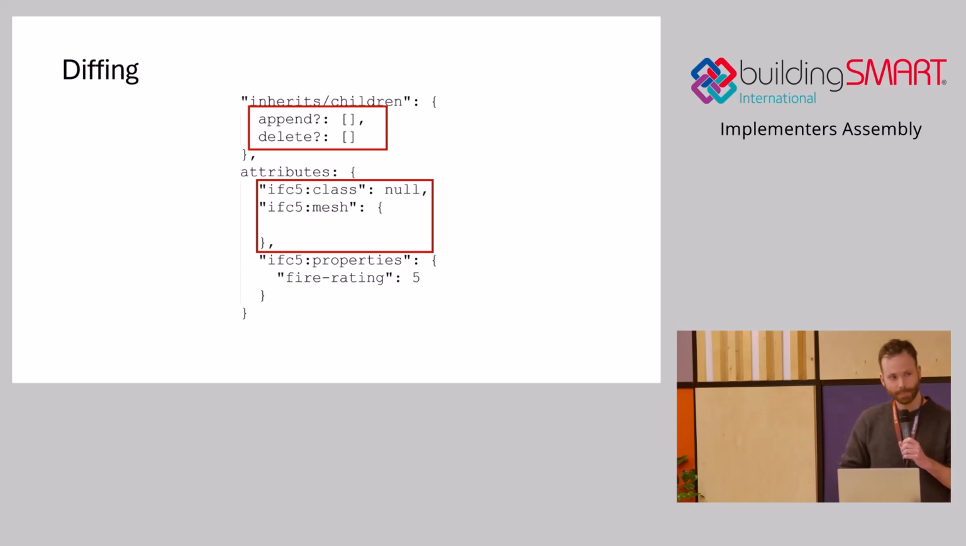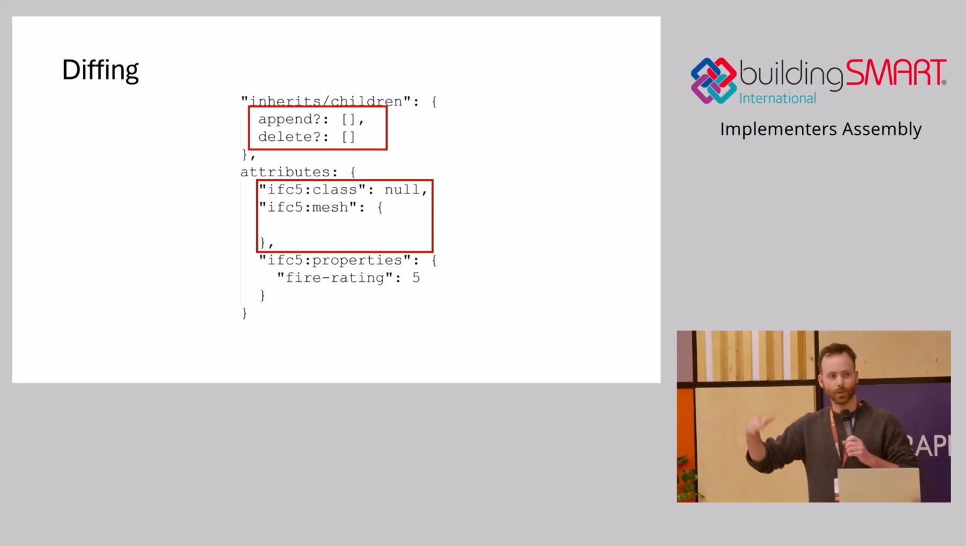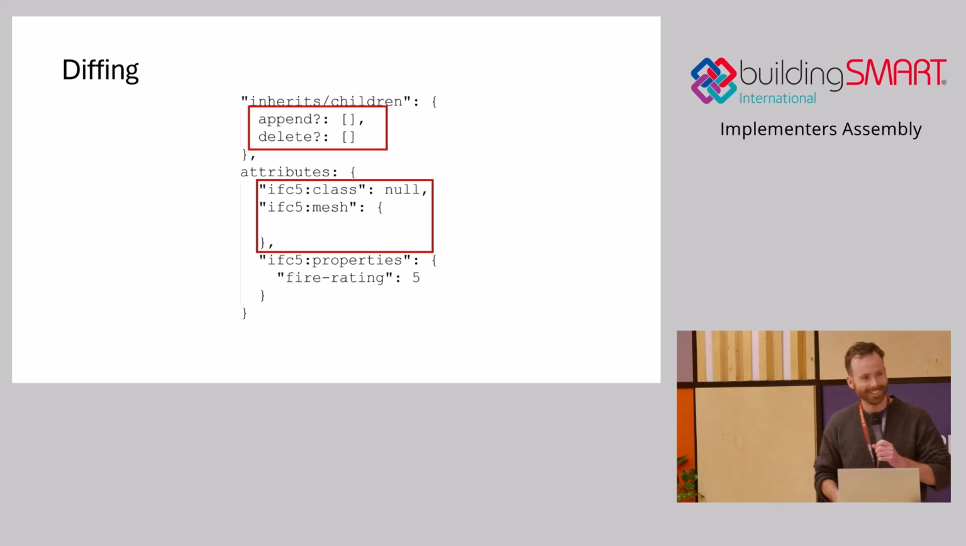Yeah? How is there a mesh in that? Sorry? How is there a mesh in that? Because this is just a contrived example. Okay. So don't take it too seriously. Yeah. What happens if you delete something and add this again with different value? Great. That's, I would say, the same thing as a modification, but with more steps.